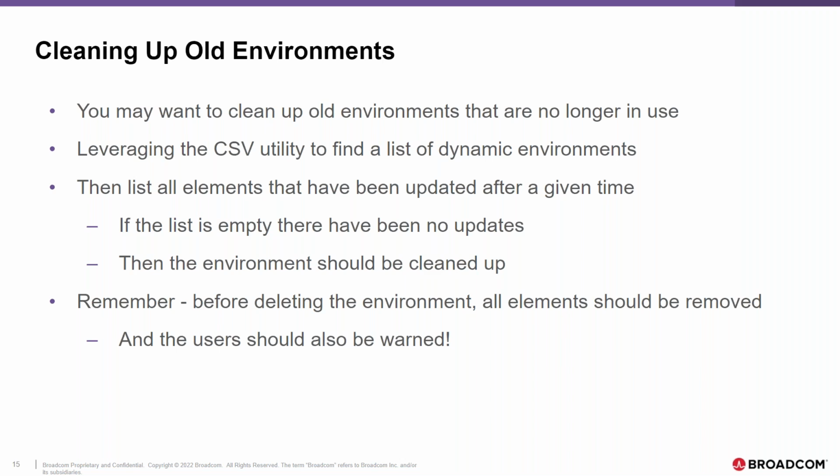And then second of all, you can use the list elements function, whether via CSV or Zowe, to find any dynamic environments where there are elements that have been updated after a given time. And anytime you find an empty list, essentially what that means is that nobody has touched any elements in that dynamic environment for XXXX time span, whether that's 6 months, a year, etc. And if that's the case, then this is a potential candidate for cleanup. Or if the branch is just empty, that would be another candidate for cleanup. Empty and hasn't been used in XXX time.